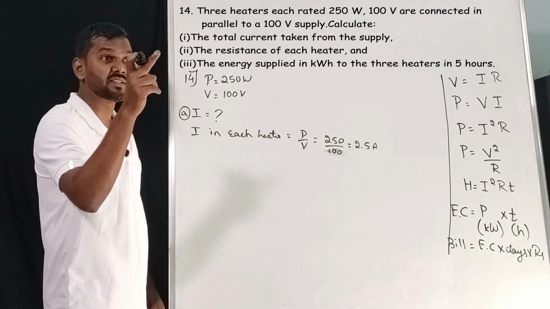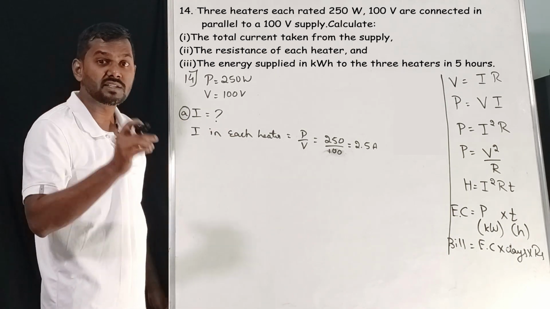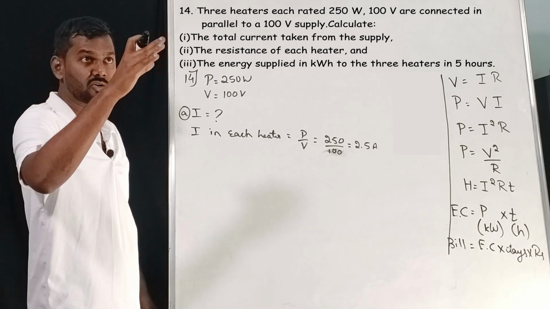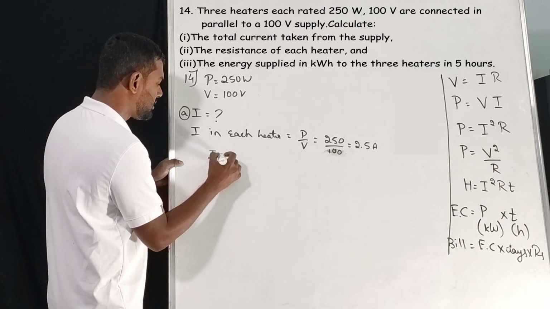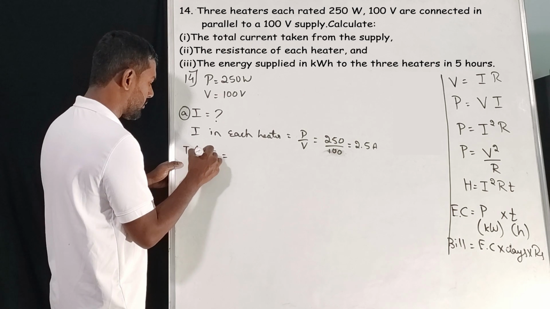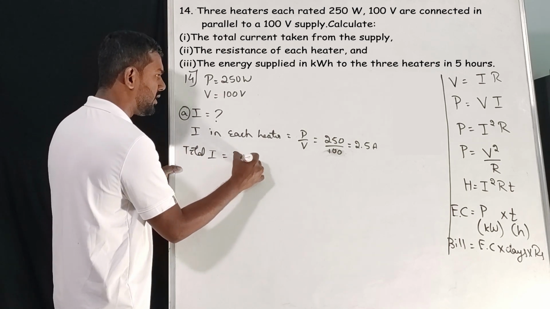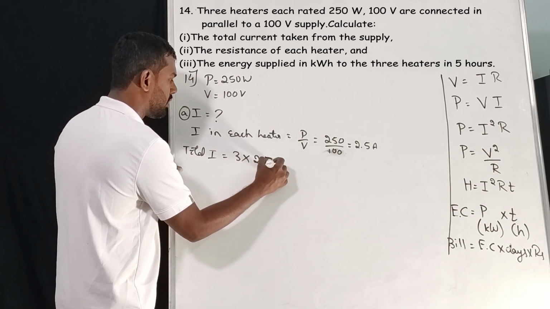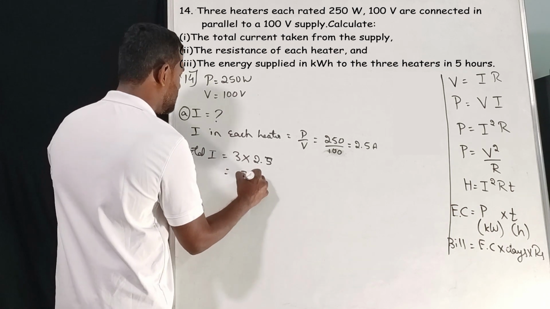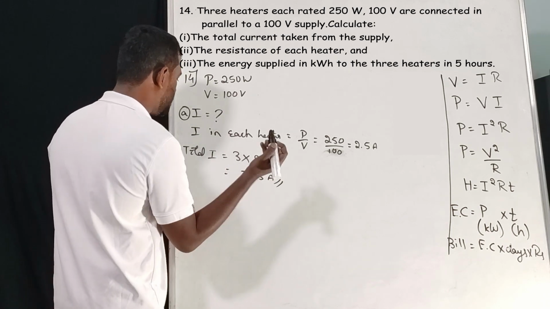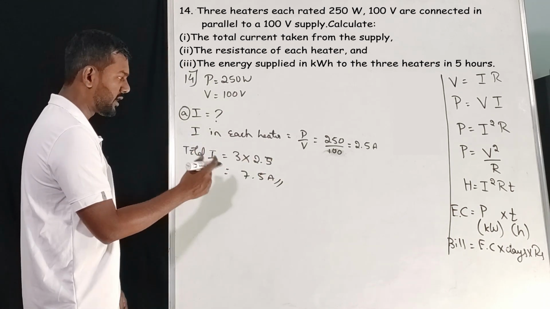Now they are not asking the current in each heater, they are asking the current in total heaters, that is, the total current. See, I is equal to total current is equal to 3 into 2.5, so that will be 7.5 amperes. That's it. This is the final answer, total current.